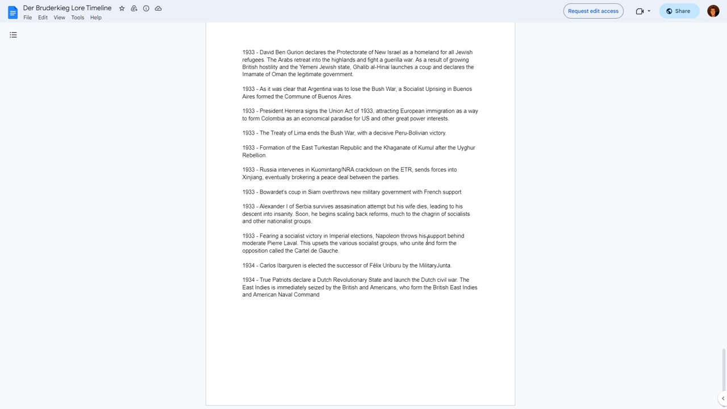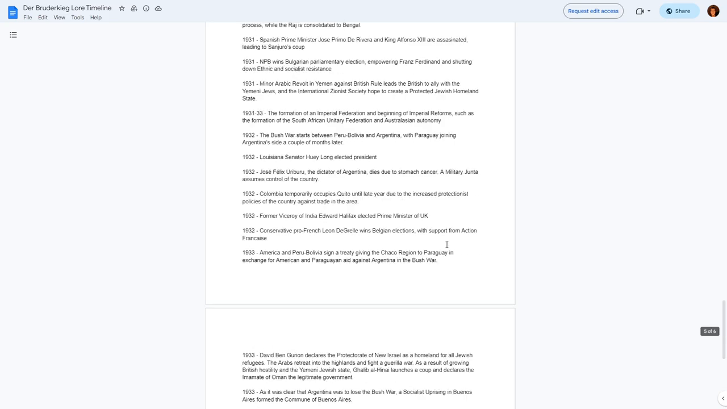1934, Carlos Ibarguren is elected the successor of Felix Uriburu by the military junta. 1934, true patriots declare a Dutch revolutionary state and launch the Dutch civil conflict, and the East Indies is immediately seized by the British and Americans, who form the British East Indies and American Naval Command. Patriots in control. Alright, that is the lore document.